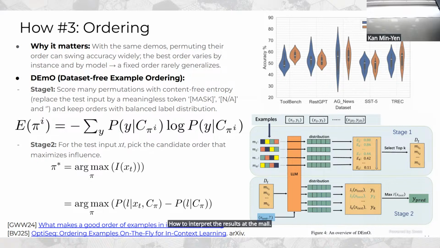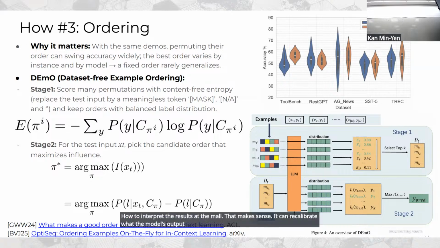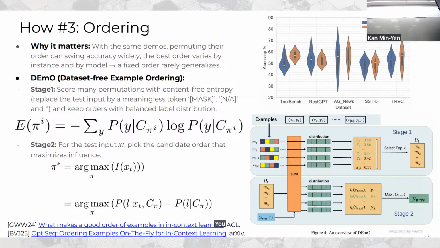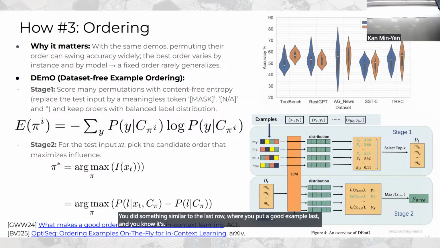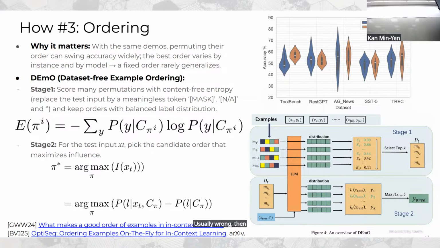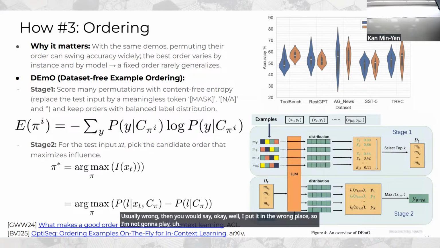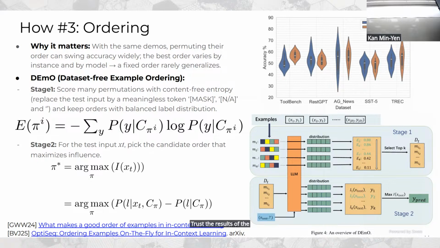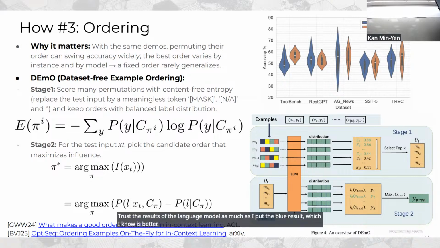That makes sense. You can recalibrate what the model's output is. If, let's say, you did something similar to the last row where you put the good example last, and you know it's usually wrong, then you would say, okay, well, I put it in the wrong place, so I'm not going to trust the results of the language model as much as when I put the blue one, which I know is better, at the top.